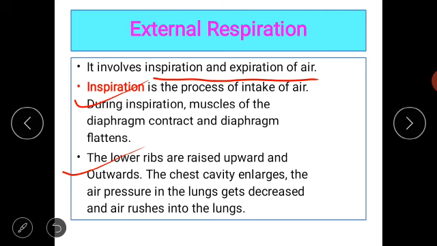So the chest cavity increases and enlarges. Because of this, what happens? The chest cavity is increased, the air pressure in the lung gets decreased, and air rushes into the lungs.